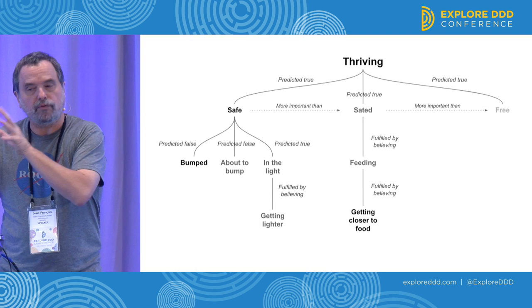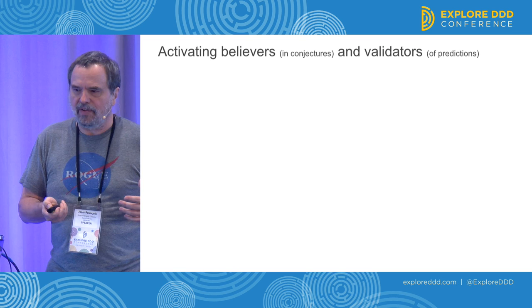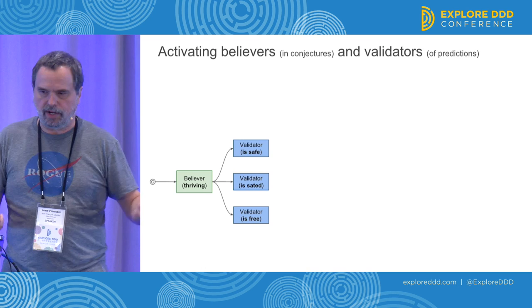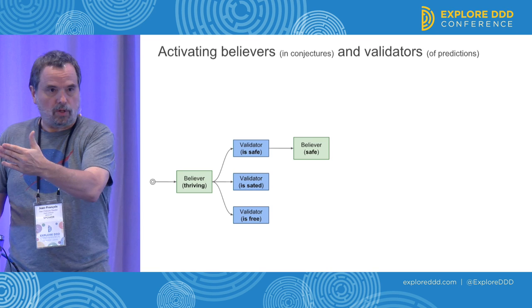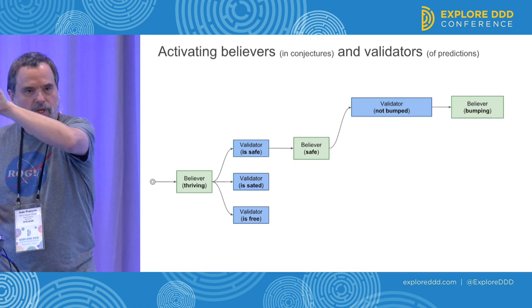Okay. So you get a sense of what happens in the mind of the robot. We're going to look at believers and validators, how they get activated. As we start, we want to believe that we're thriving. In order to believe that we're thriving, we want to predict that we're safe, we're sated, and we're free. In order to predict that we're safe, we want to start a believer called safe for that conjecture. And that one also has its predictions, which have their believers. So you have this tree of believers and validators that are activated automatically at startup.